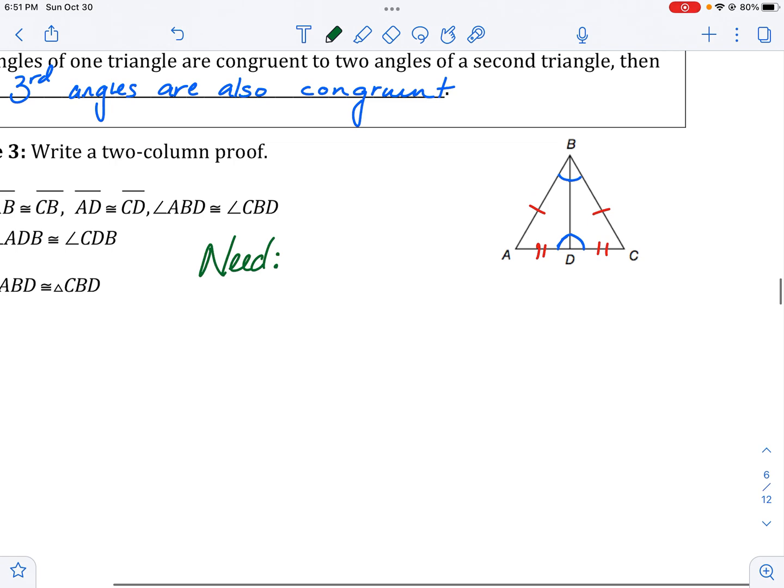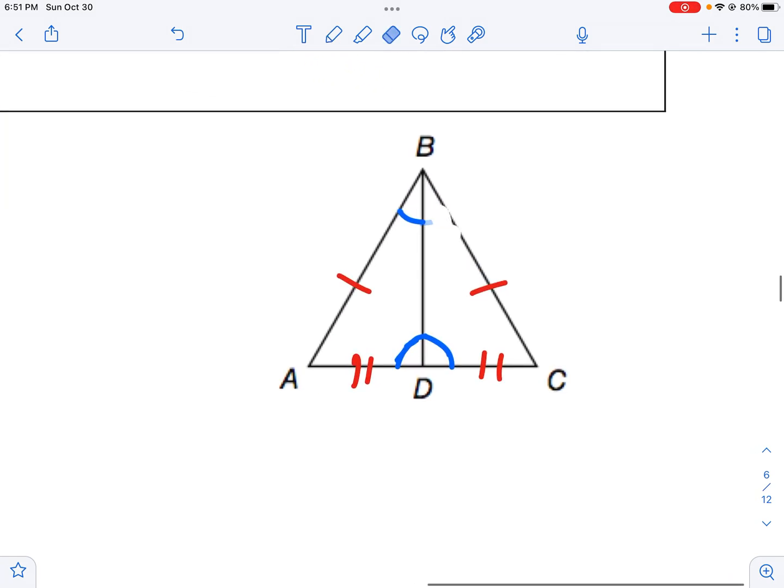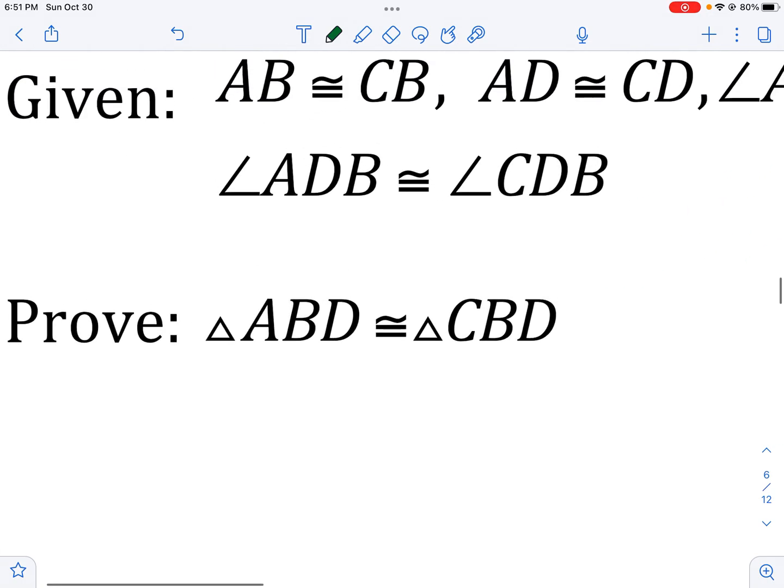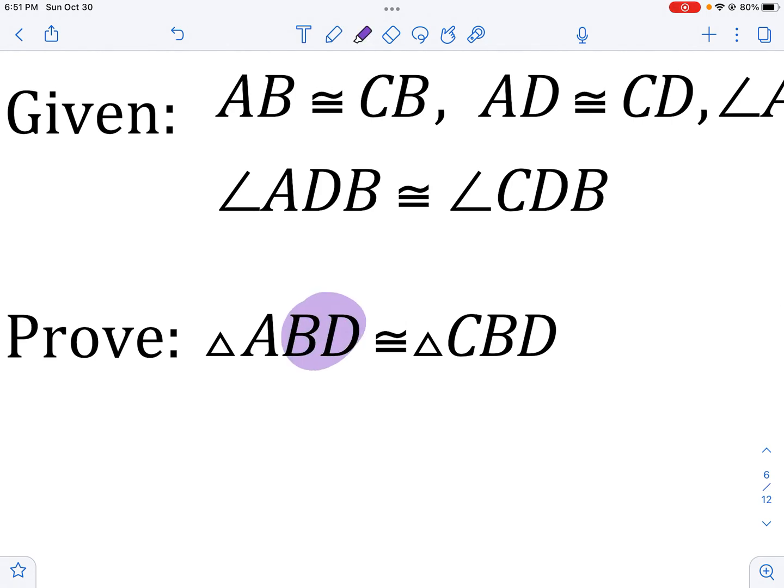And usually I like to make a little list for myself of what I still need. Well, if I look at just one triangle at a time, what's missing here? What's not marked in? Well, this side is not marked. BD is not marked. And angle A is not marked. So side BD was not marked. I need that to be congruent to, well, what should it be congruent to? Let's check our congruence statement. I want BD to be congruent to BD.